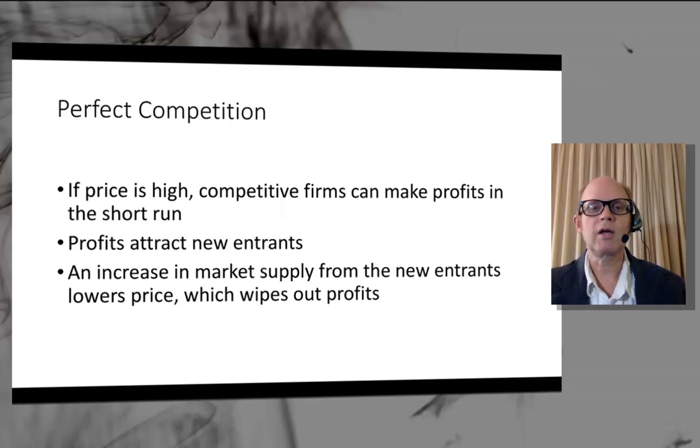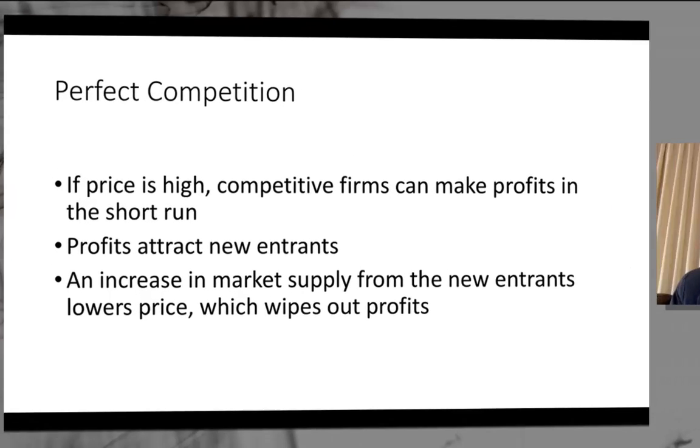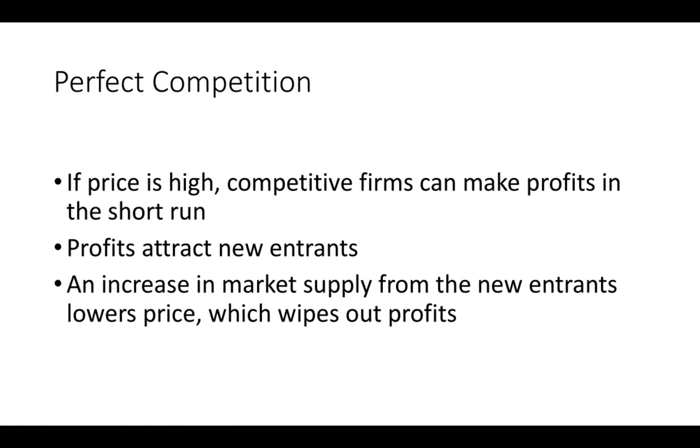So what did we learn? In a perfectly competitive market, let's say that price is high for whatever reason. Let's say there was just an increase in demand. If prices are high, firms can make profits in the short run. Profits, though, attract new entrants, as we saw. Those new entrants will increase market supply, which lowers the price and wipes out profits.